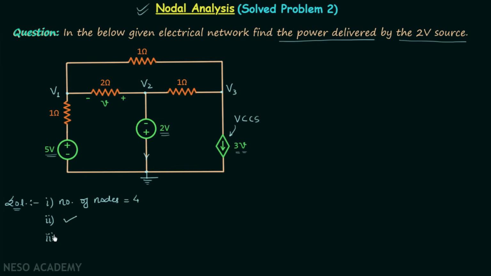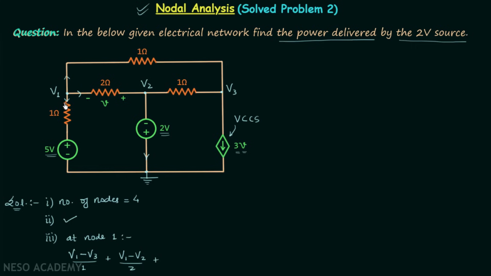Now we will move on to step number 3, in which we will obtain the nodal equations for all the non-reference nodes. Let's begin with node number 1. So at node 1, this is the current leaving the node in this branch, this is the current leaving the node in this branch, and this is the current leaving the node in this branch. And we know, according to KCL, the sum of these 3 currents will be equal to 0. And this current is equal to (V1 minus V3) divided by 1. So we have (V1 minus V3) divided by 1 plus this current. And this current is equal to (V1 minus V2) divided by 2.